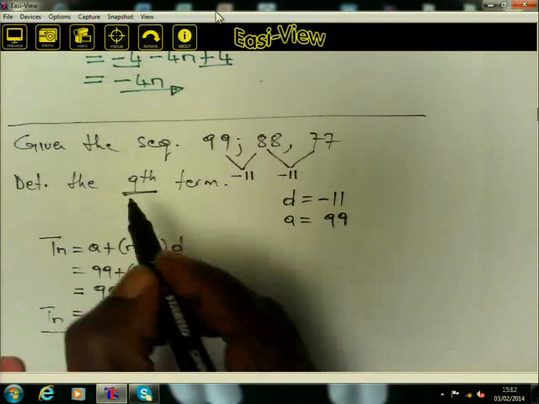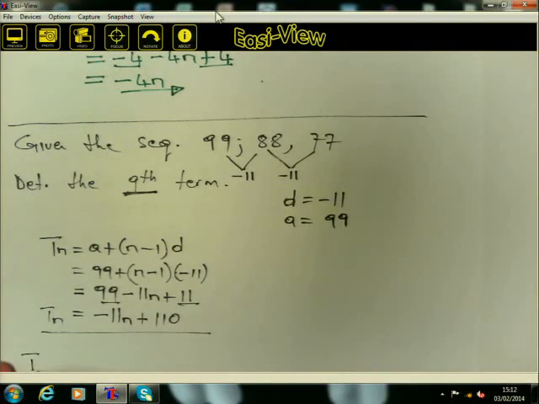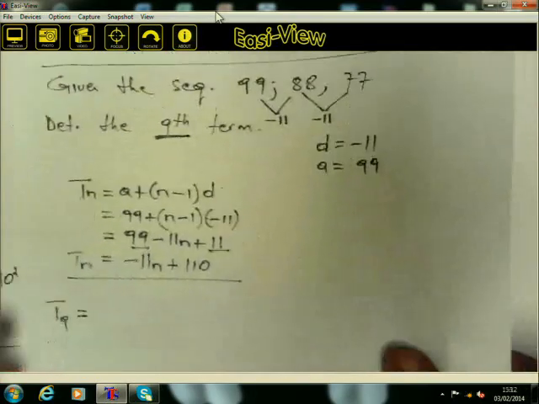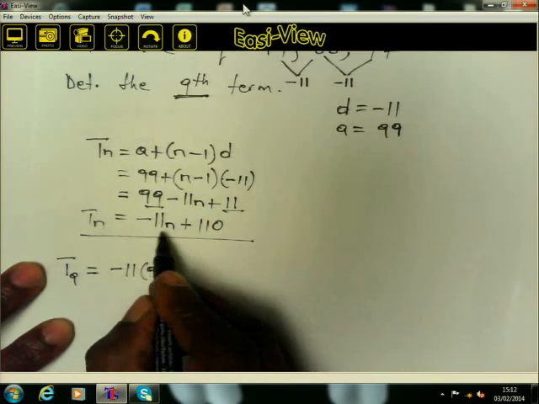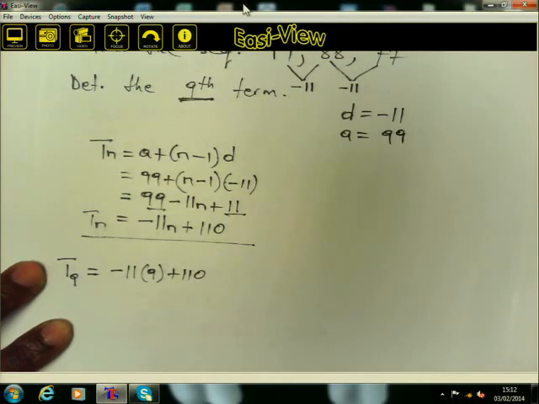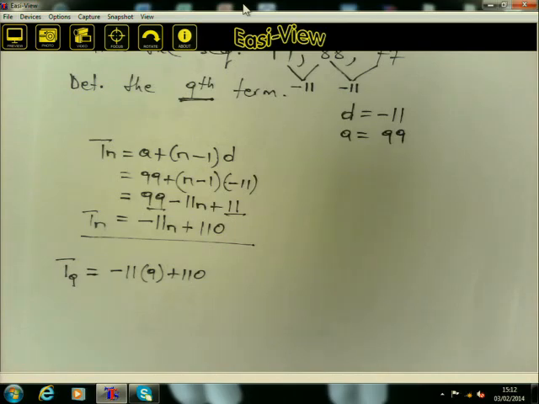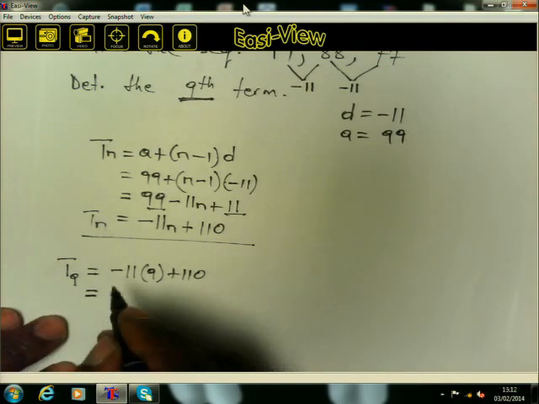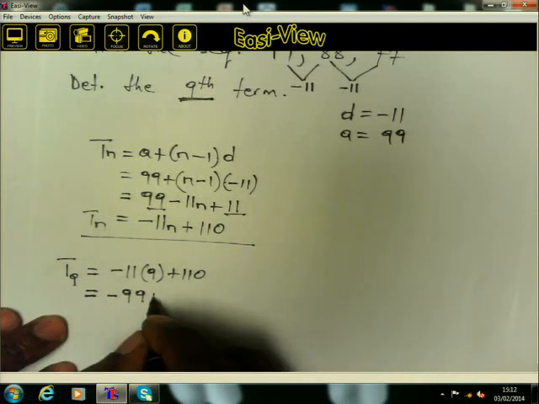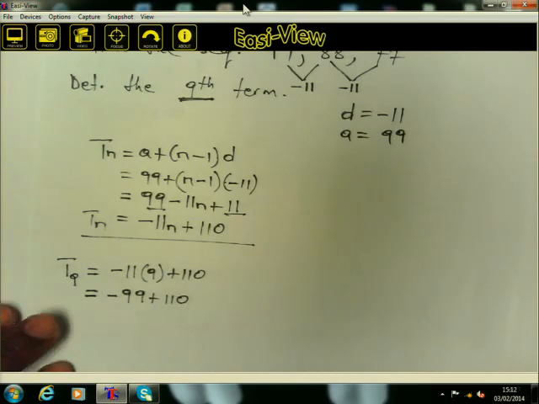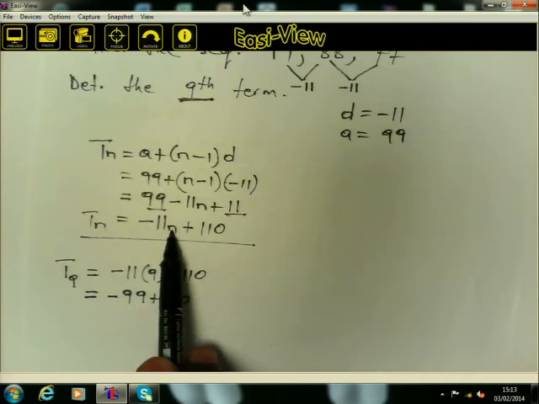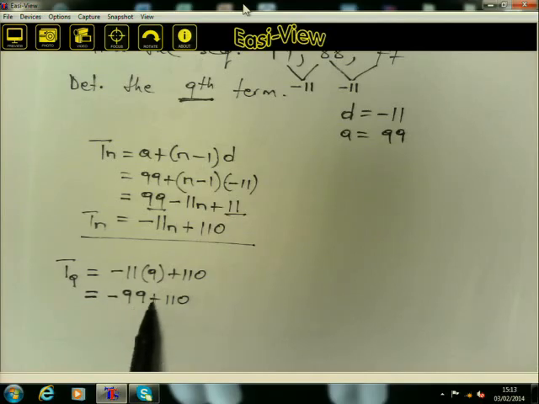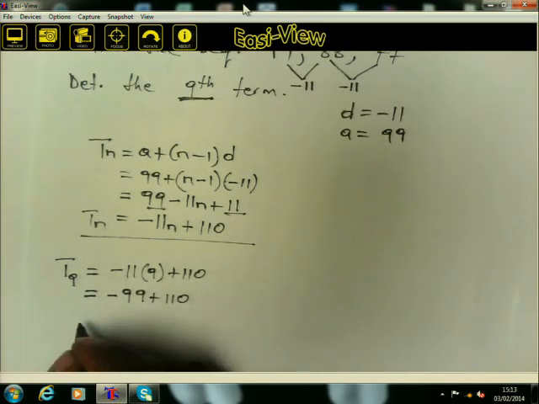It's the general term. But now the question is looking for T9. So T9 will be nothing else but minus 11 multiplied by 9, which is this one. You add 110 there. I'm sure you are busy with your calculators already. So this is minus 99. You add 110 to it. It comes from this one. 11 negative. Then we are looking for T9. And then that is negative 99 plus 110. So if you get that, the answer becomes 11.